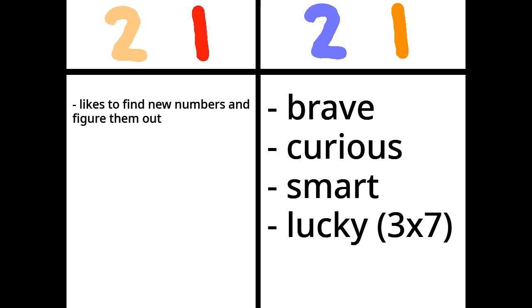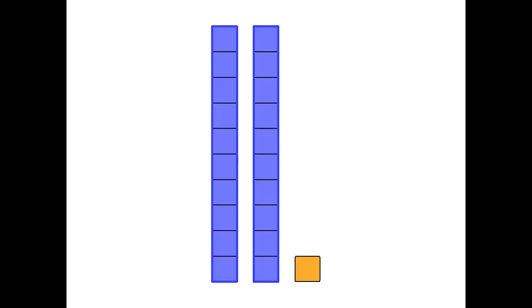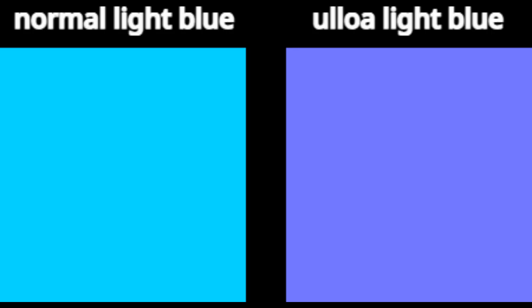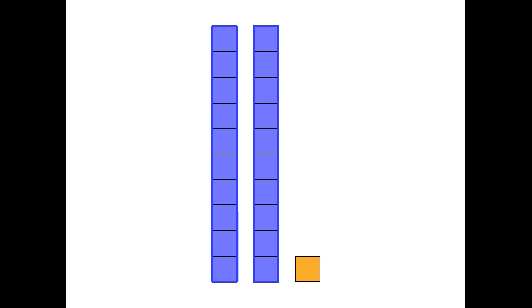Anyways, I haven't got that much more to say on the personality section, so let's move on to his actual design. The body's obviously where we'll start off. Like 21, his body is made up of 2 10 blocks and 1 unit. Unlike 21, his 10s are light blue. No, not that light blue. While his unit is orange. Look, it's just like my profile picture.